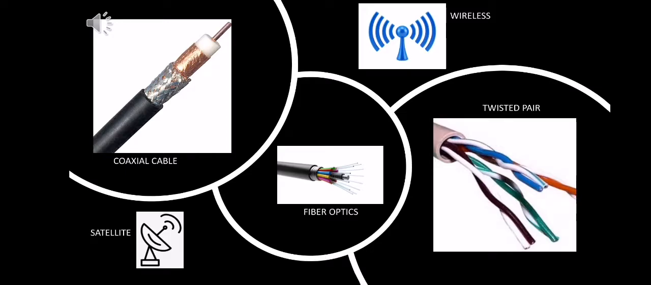And last is the satellite. It's an artificial satellite that relays and amplifies radio telecommunications signals via a transponder. It creates a communication channel between a source transmitter and a receiver at different locations on Earth.